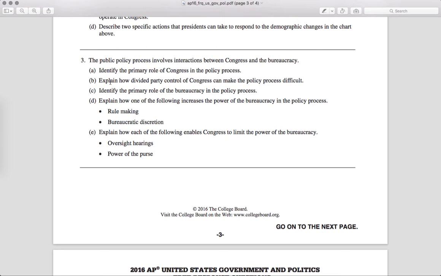When they sneak in kind of a vocab term like divided party control of Congress, I like to define that before I get into my answer. And so let's try that. But remember, we're doing an explain question, so we need to go beyond just defining this.